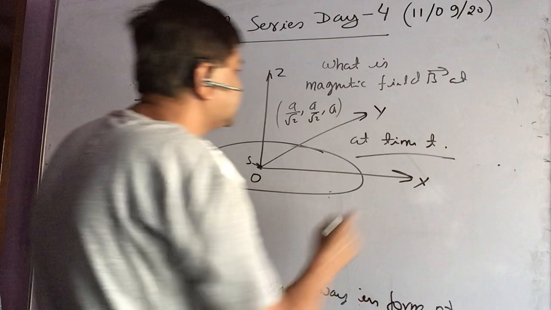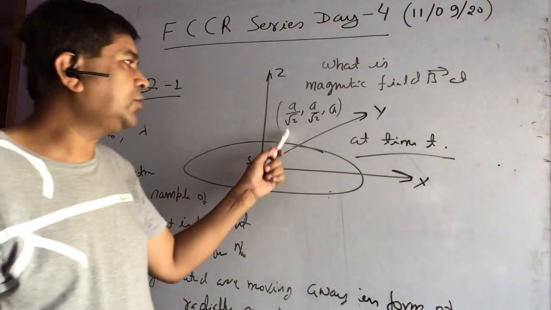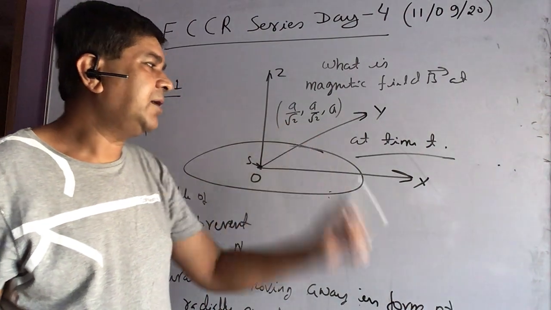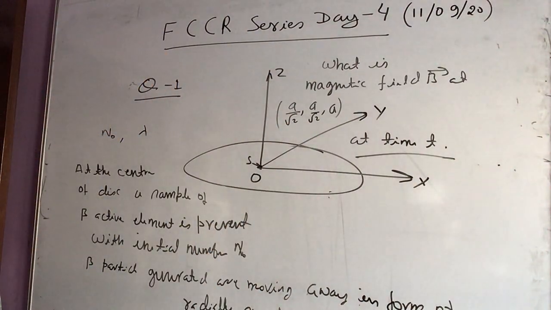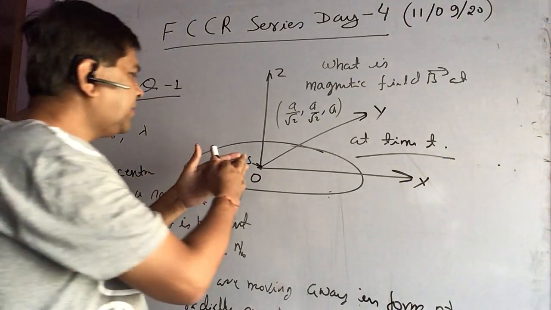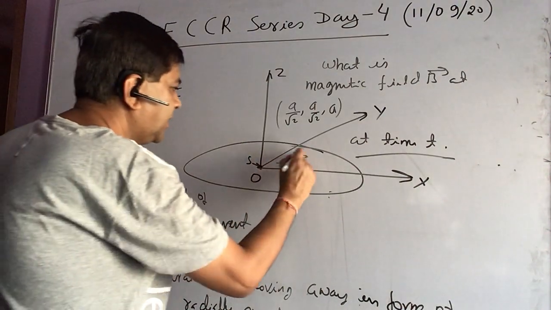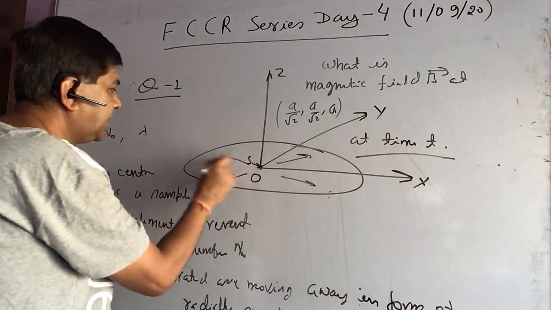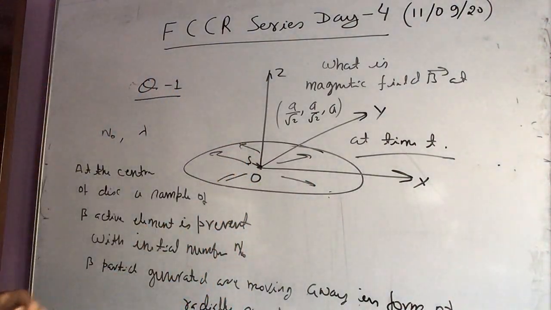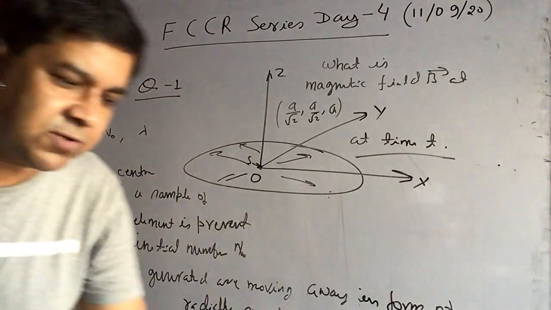t. So that is the question. What is the magnetic field B at point (a/√2, a/√2, a) at time t? Whatever beta particles are created, they are moving as a radially symmetric current, moving away along the radius of the disk. We have to calculate the magnetic field at this point. So this is question 1 for today.